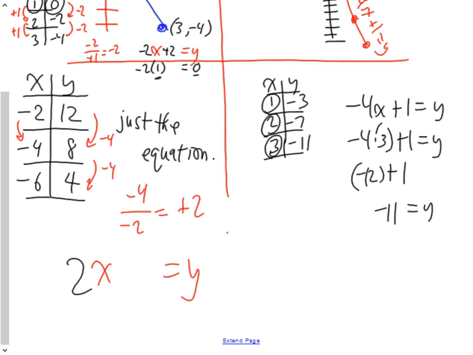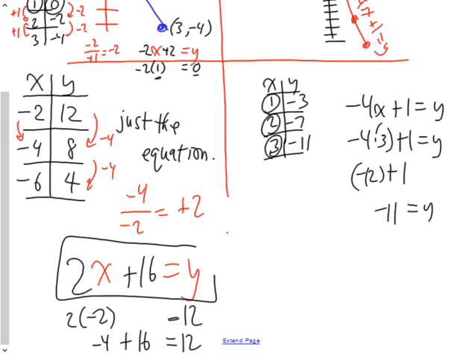Now that we have our coefficient, take your x and substitute it in, and take your y and substitute it in. Negative 4 does not equal 12. So in order to get a negative 4 to equal 12, we have to add 16, which means our constant is plus 16, and that is your equation.